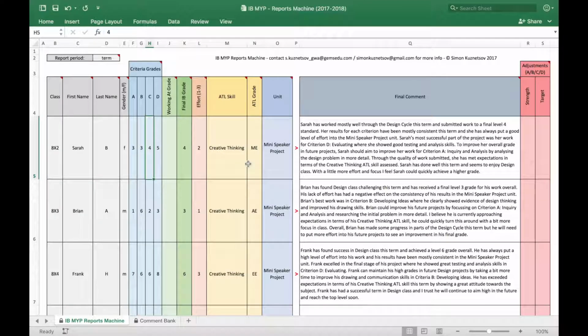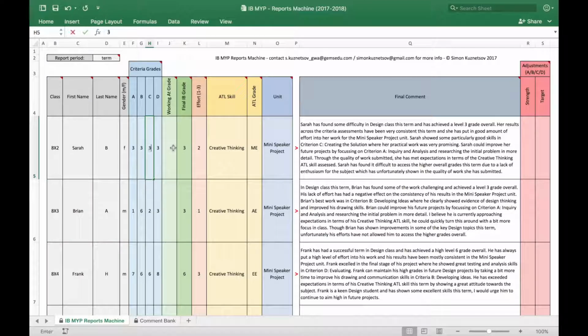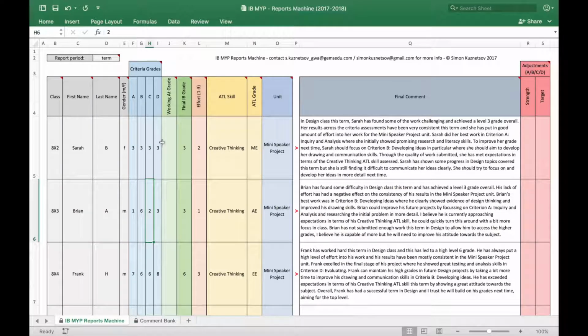So for example, if this student actually had straight threes, then the consistency is very high for this student. It might not be a very high final grade, but at least they've been consistent, which I think is always worth mentioning. If you look at what is actually written for sentence 2, her results across the criteria assessments have been very consistent this term, and she has put in a good amount of effort into her work for the mini speaker project unit. So it's picked up that there's a high consistency here.